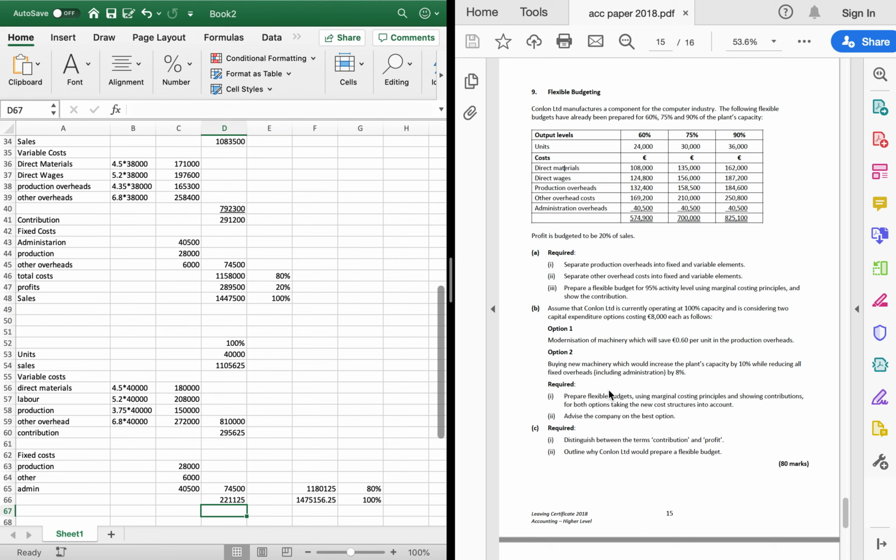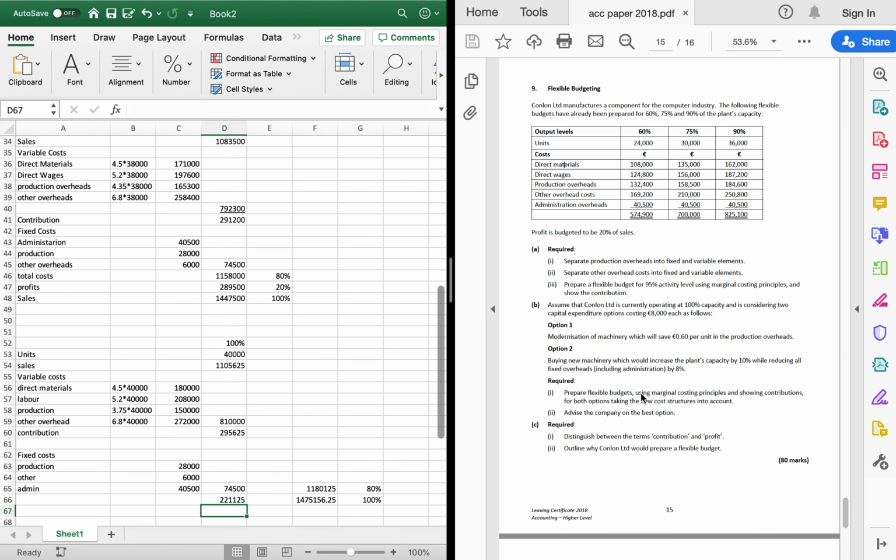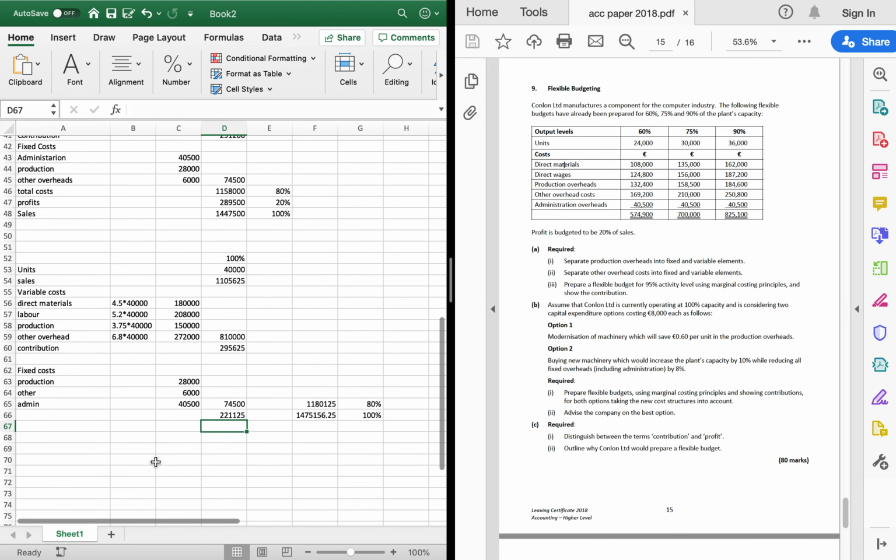The second option, buying new machinery, which will increase the plant's capacity by 10% while reducing all fixed costs by 8%. Doesn't say how much the machinery costs. It doesn't really matter. I suppose it's an asset. So we do the same thing. Units, they're going up by 10%, which means we're going from 40,000 to 44,000. It's the same sums.